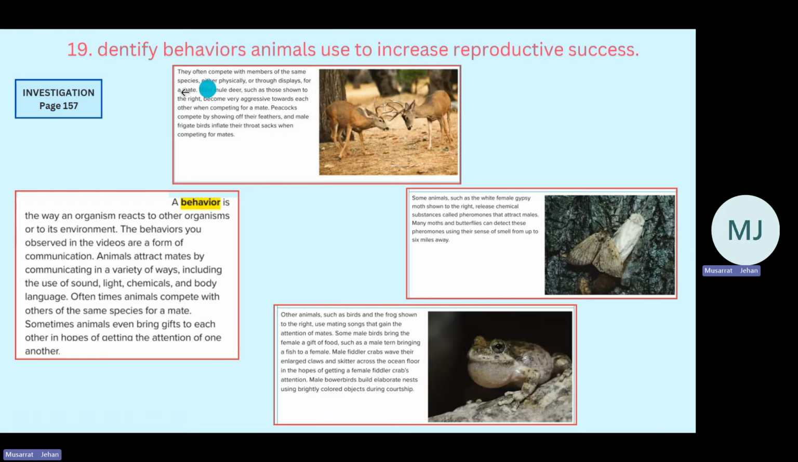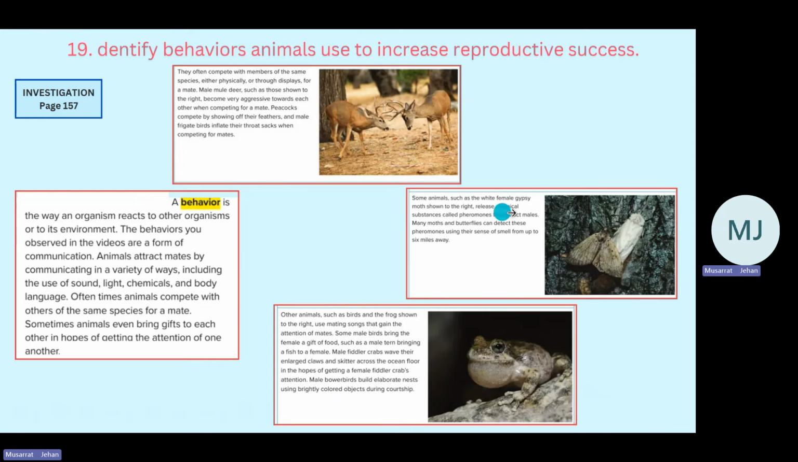They compete with members of the same species physically or through displays. How do they display? Here they have shown that they become aggressive towards each other because they're competing for a mate. Peacocks compete by showing off their feathers. And male frigate birds have throat sacs, and when they compete, they are singing.